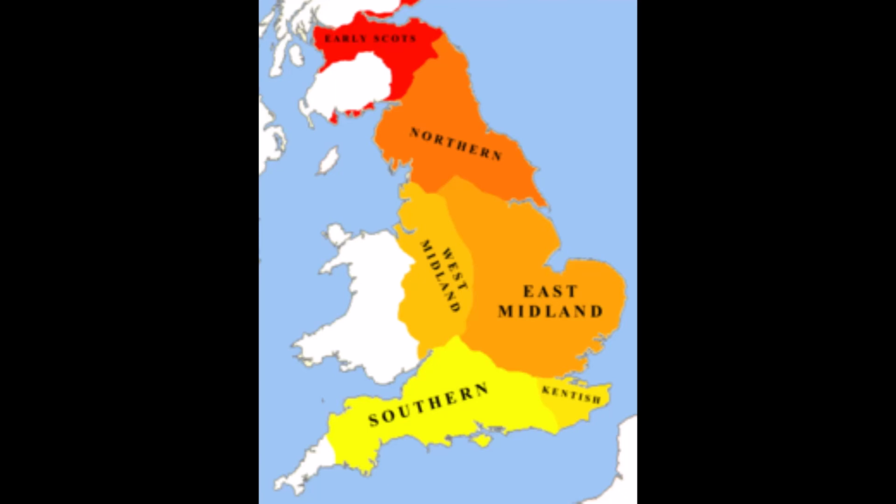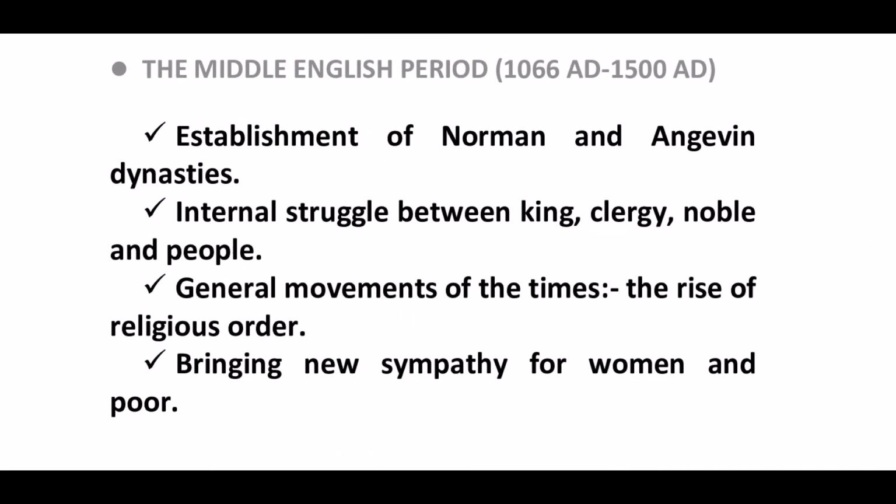Now in this page, in this map, we can see the different regions of England in the Middle English period had different dialects. The Middle English period from 1066 AD to 1500 AD, here are some of the points given below. First one is the establishment of Norman and Angevin dynasties, internal struggle between king, clergy, nobles and people, general movements of the times, the rise of the religious orders, bringing new sympathy for women and the poor.